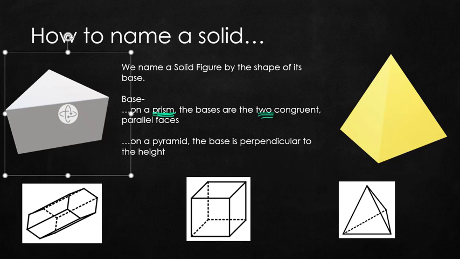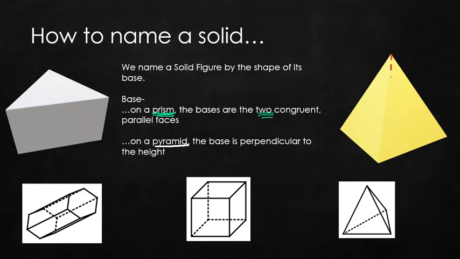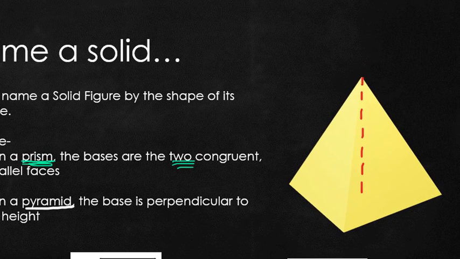And then you have pyramids. All right, so a pyramid sometimes kind of looks like a prism, but a pyramid only has one base, and the base is perpendicular to the height. So here we have a pyramid, and if this were the height of the pyramid, the height would make a right angle with the base. In just a second I'll spin this around so that you can see. So just pretend right now that you can see that.